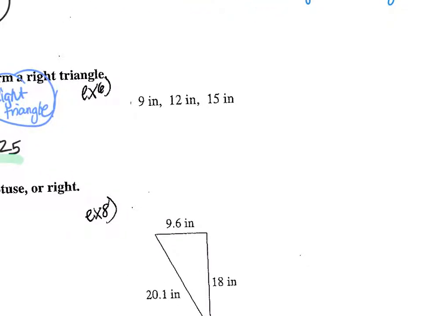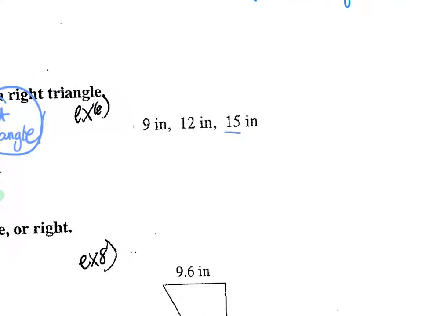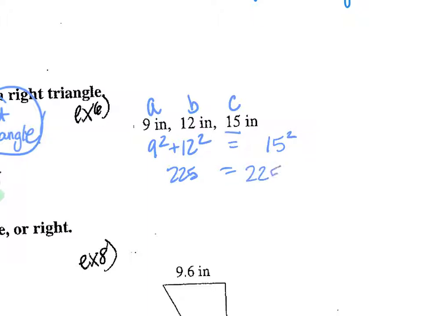Example 6, same thing. Look at the set of numbers. Which is your biggest number? 15, right? So that's your C. So I got A, B, C. So 9 squared plus 12 squared. Does it equal 15 squared? I don't know. Let's find out. 9 squared plus 12 squared is 225. And then 15 squared is 225. These are the same, so that means we have a right triangle.